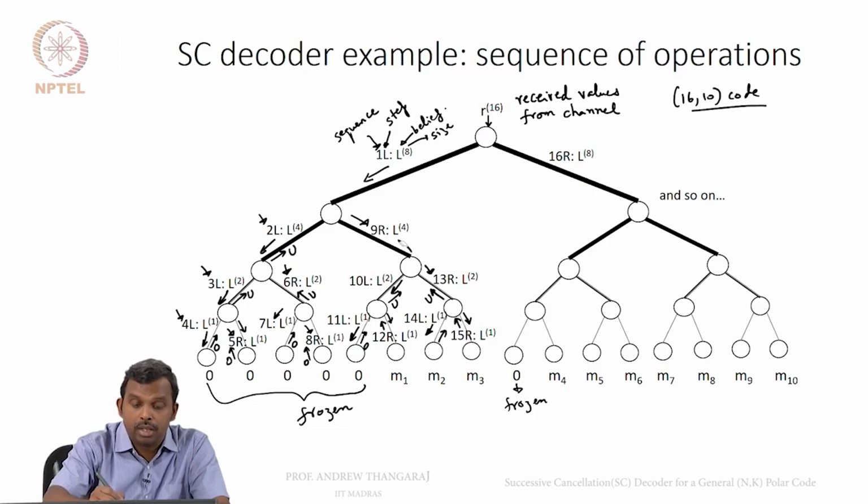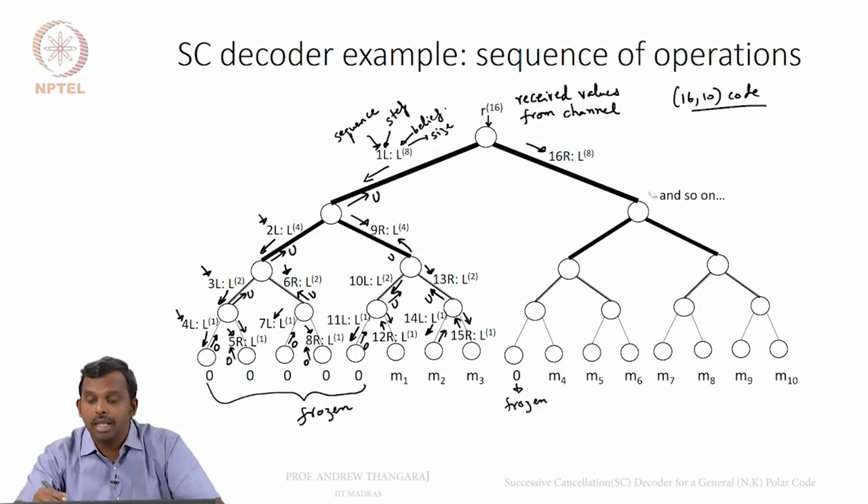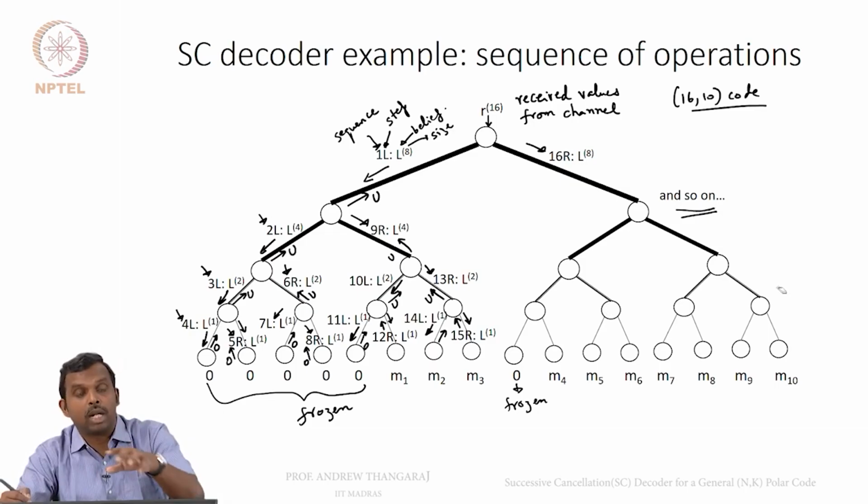U was done here, you will do a U here, then U done here, you will do a U here. Once you do a U here, you can do the R. And you go down the right side, and then you continue. I have said just and so on. I am not going to repeat the whole thing, but this is what happens.